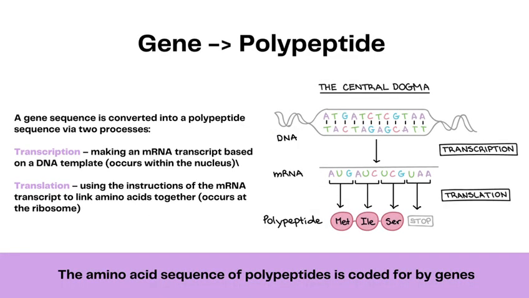The gene-to-polypeptide process, also known as protein synthesis, begins with the transcription of DNA into RNA and then the translation of that RNA into a specific sequence of amino acids. This sequence is then folded into the specific three-dimensional structure required for its function.